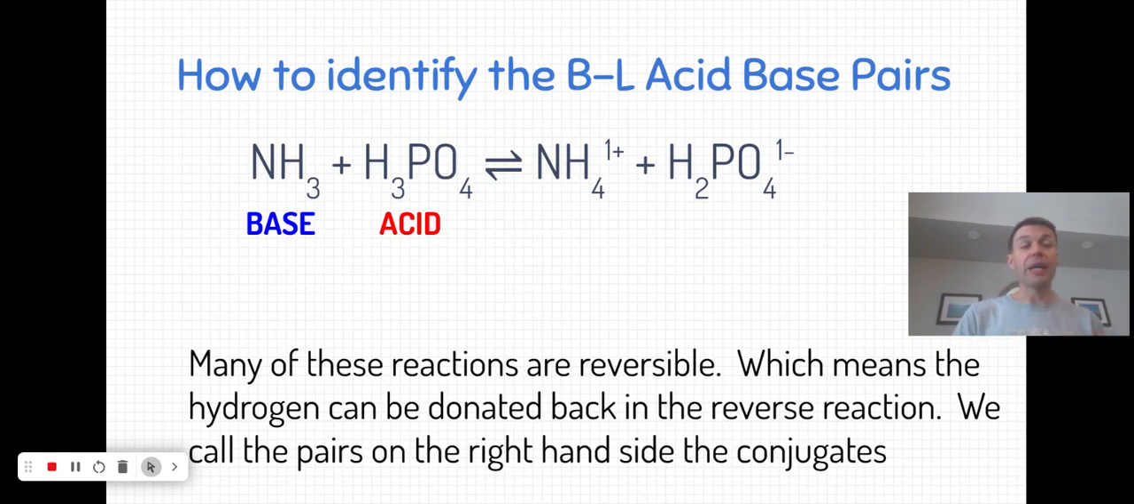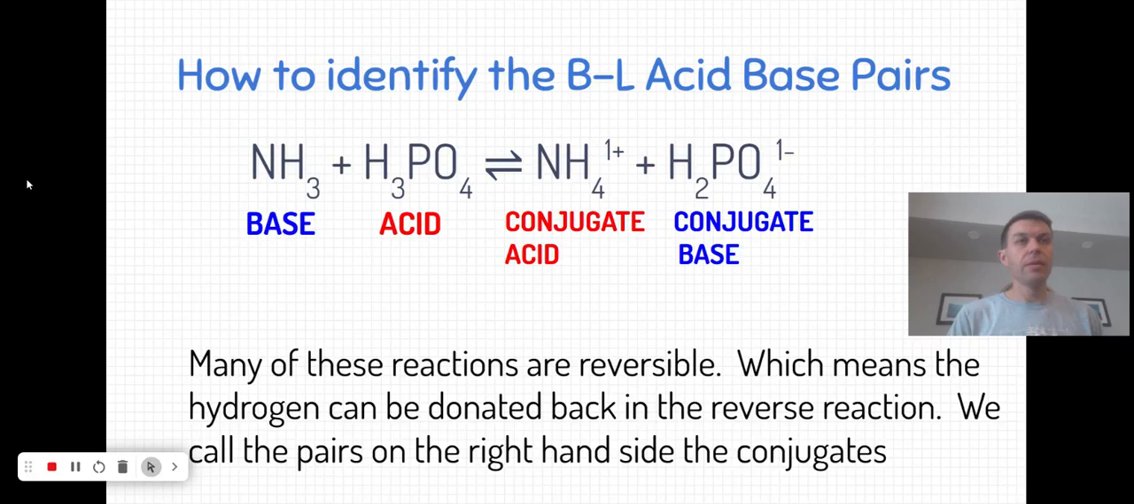So if I'm looking at this reaction from right to left, the ammonium ion is donating the hydrogen, so it is acting as an acid, and the dihydrogen phosphate ion is acting as the base. It is accepting the proton. In order to distinguish between which acid and base we are talking about, the convention is that the chemicals on the left-hand side are just referred to as the acids and bases, and the chemicals on the right-hand side are referred to as the conjugates.